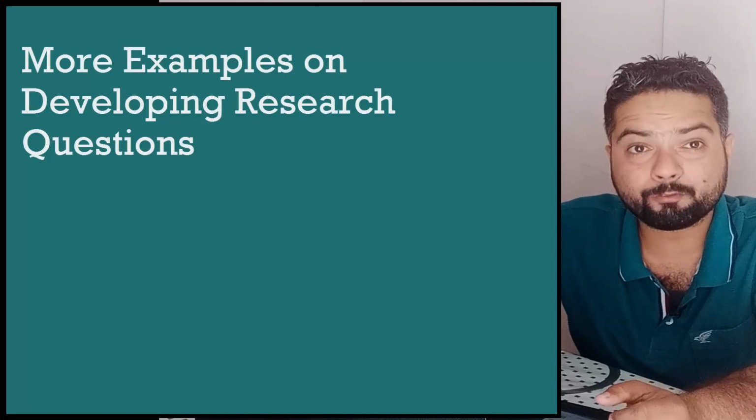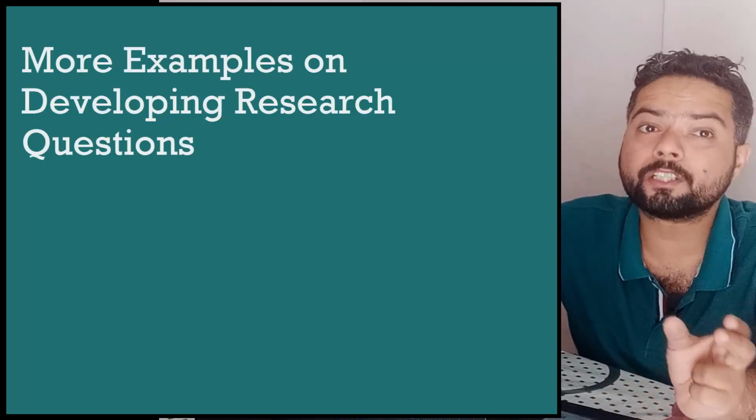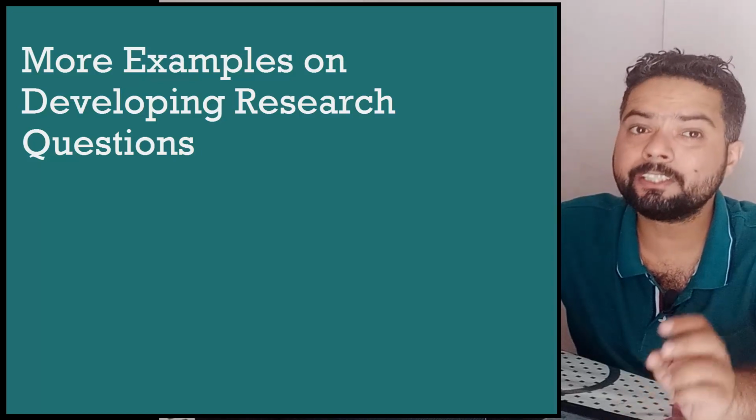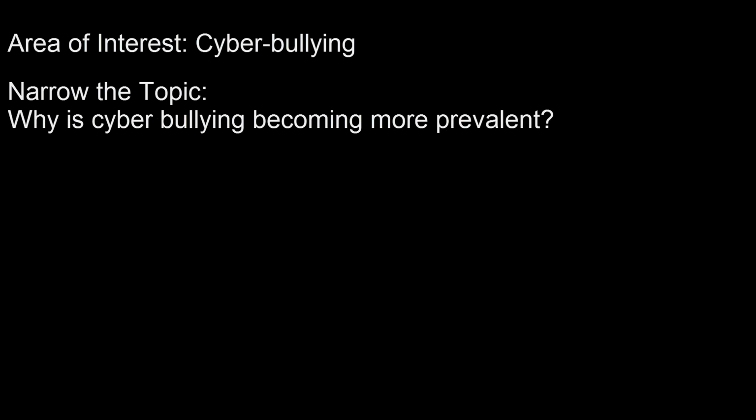In the next part of this video, we will see some more examples of how you actually develop your research question. For example, you have started with an area of interest being cyberbullying. So this is your research area. Now you have read the literature on this, you have read papers, and you narrow it down to: why is cyberbullying becoming more prevalent? So this is your narrowed research question.